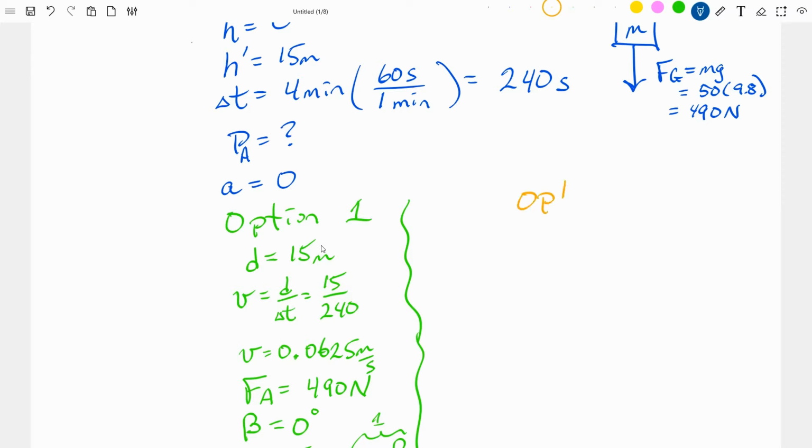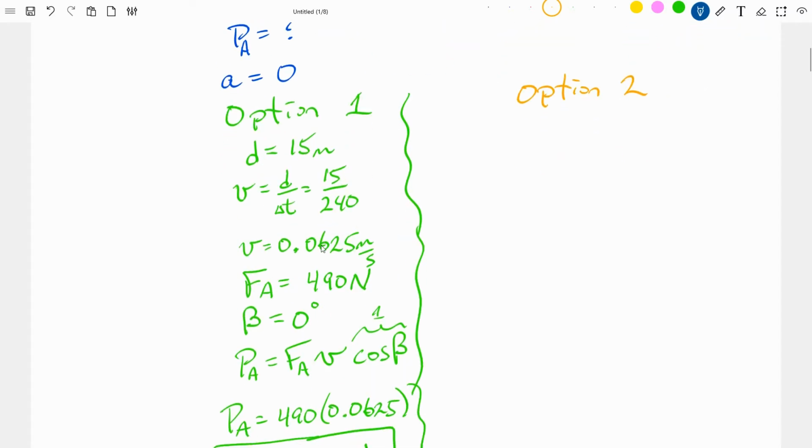Let's try option number 2. Avoiding what I've already done because I don't want to repeat it, how about if I think of the other equation for power? I already emphasized this equation for power, force times speed. How about if I just think of power as the work that was done divided by how much time it took to do that? So let's go ahead and do that.